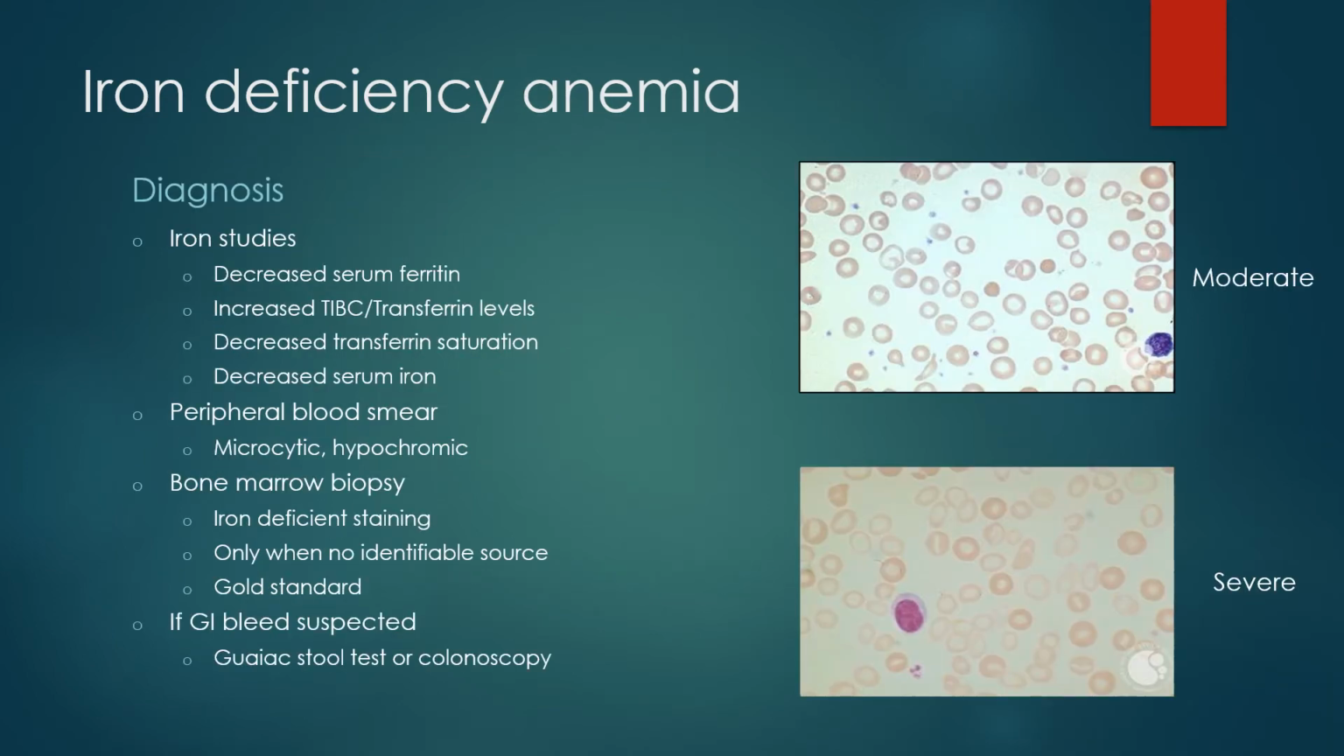All right, so diagnosing iron deficiency anemia. How do we diagnose it? Well, we do iron studies. First off, iron's going to be low, obviously, in iron deficiency anemia. What else do we look at? We look at serum ferritin. What the hell is ferritin?